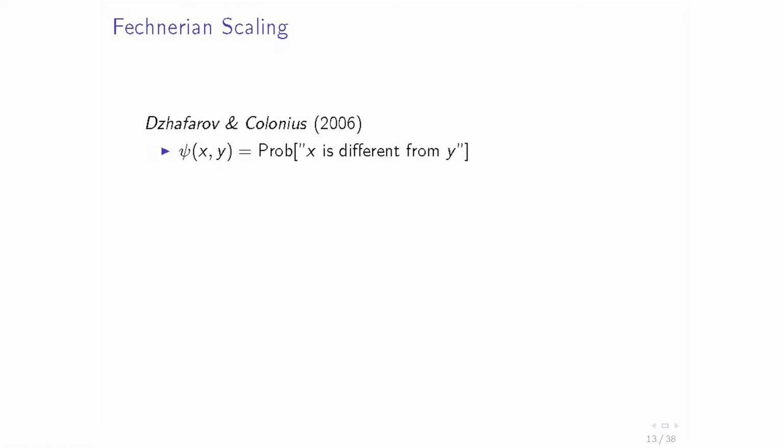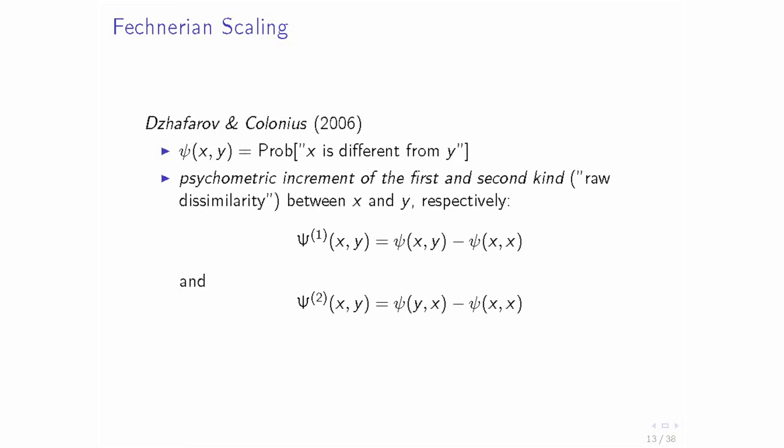So the basic building block is this probability here. And then we define psychometric increments: the probability to say x is different from y, minus the diagonal element. And we have 2 ways to define psychometric increments, either in this way or in this way, although actually we only need one of the 2 types to go through with our computations.